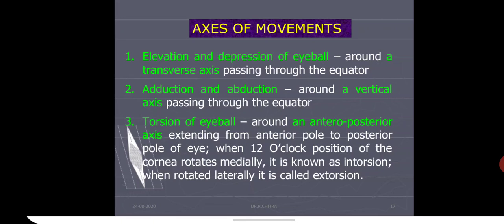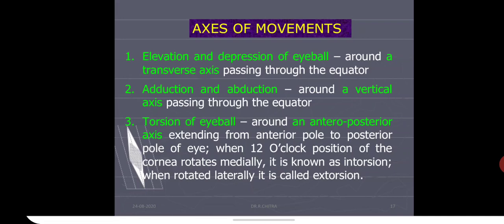So what are the axes of the movements of the eyeball? Elevation and depression occur around a transverse axis passing through the equator. Adduction and abduction occur around a vertical axis passing through the equator. Torsion is by the anteroposterior axis, that is, we have to draw the line from the anterior pole to the posterior pole of the eye. So these are the movements of the eye and the axes of movements.